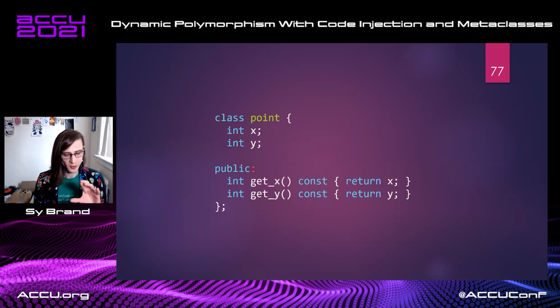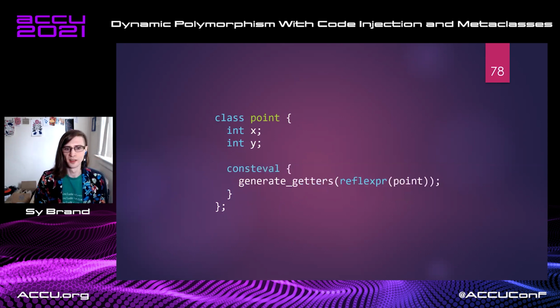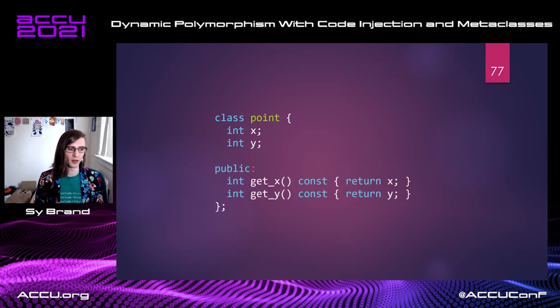So what if we could take our getter code and instead of writing this by hand, if we could just generate it automatically, if we could do something like this, say, generate getters and give it the reflection of our point class. And this would just generate exactly the same code which we've written by hand, but it would do it automatically.